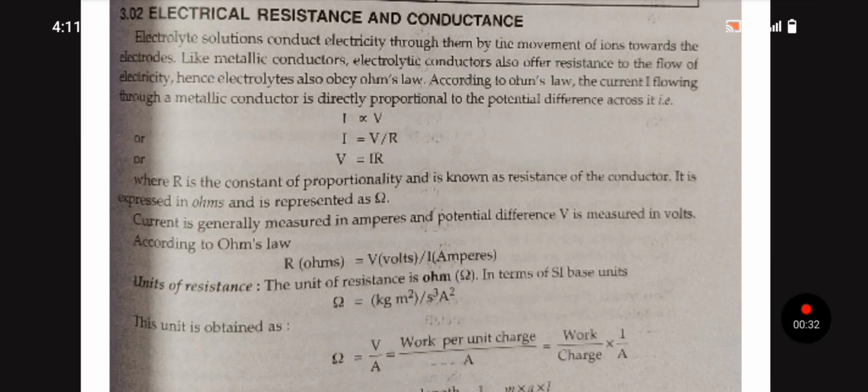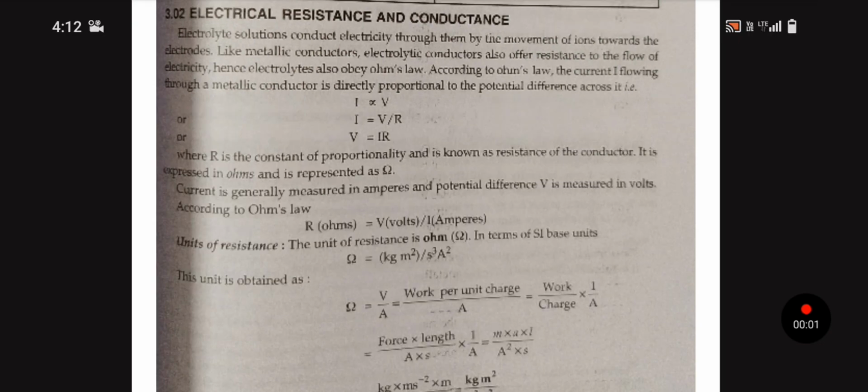Electrical resistance and conductance. Electrolytic solutions conduct electricity through them by the movement of ions towards the electrodes. Like metallic conductors, electrolytic conductors also offer resistance to the flow of electricity. Hence, electrolytic solutions also obey Ohm's law. According to Ohm's law, the current I flowing through a metallic conductor is directly proportional to the potential difference across it. I is directly proportional to V, I is equal to V by R.